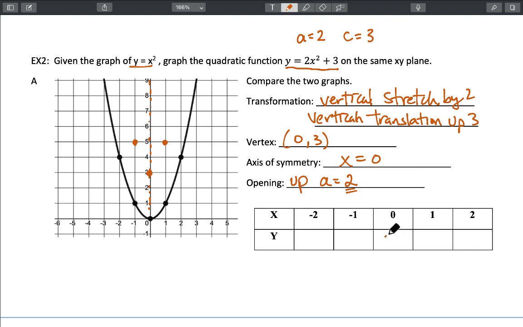And I'm going to fill in my table here. So 0, 3; 1, 5; negative 1, 5. Now, what about these negative 2 and positive 2 points? All we need to do is actually plug that point in for our x. So 2 squared is 4, 4 times 2 is 8, and 8 plus 3 is 11. So these 2 points are at negative 2, 11 and positive 2, 11. That's off our grid, so we can't really plot that. So we're just going to do the best we can to draw our curved line through those 3 points, and there's our parabola.